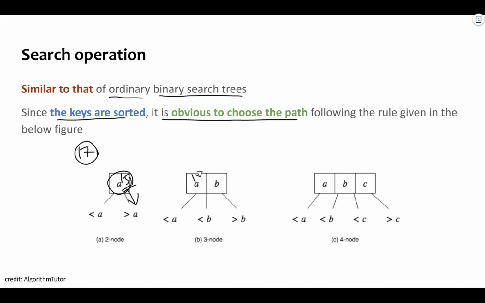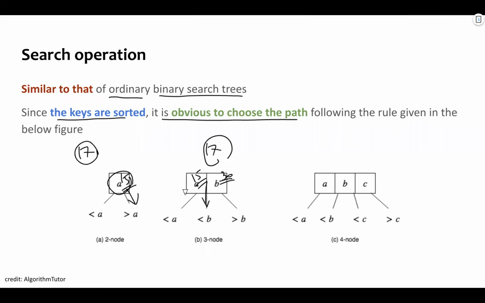And let's say A was 15 and B was like 30. And we want to find 17 again. In this case, we're going to the middle part because this value is between 15 and 30.